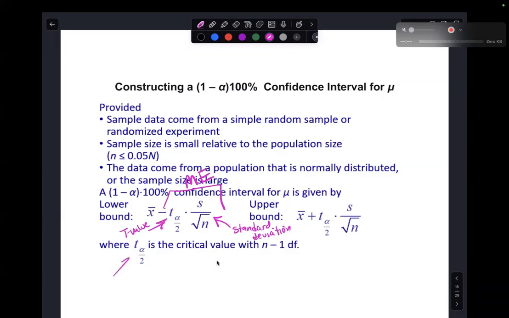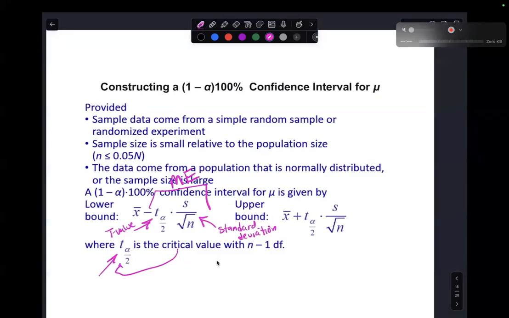We call this a critical value, and we use n minus 1 degrees of freedom. Once again, we do want our sample size to be less than 5% of the population. The funny thing is that in AP Stats at the high school, we don't really care as much about the 5% of the population when dealing with the mean. What I care mostly about is that if your sample size is small, we're using the t-values, which we're doing here.